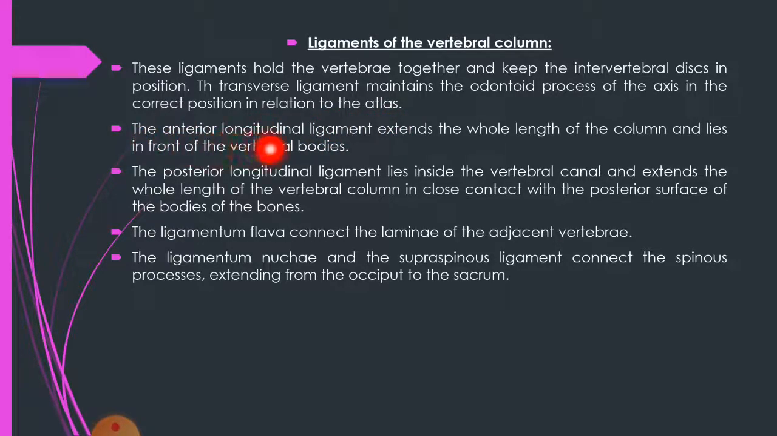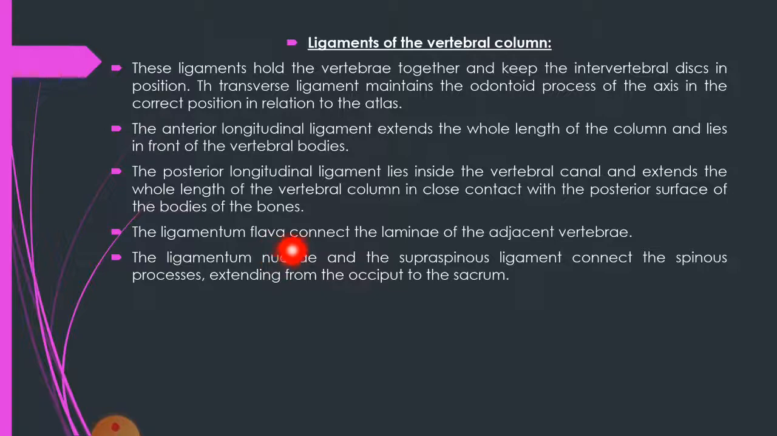The anterior longitudinal ligament extends the whole length of the column and lies in front of the vertebral bodies. By its name, you can get the idea that it will be lying anteriorly, in front of the vertebral bodies. The posterior longitudinal ligament lies inside the vertebral canal and extends the whole length of the vertebral column in close contact with the posterior surface of the bodies of the bones.